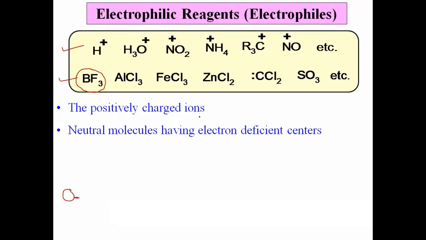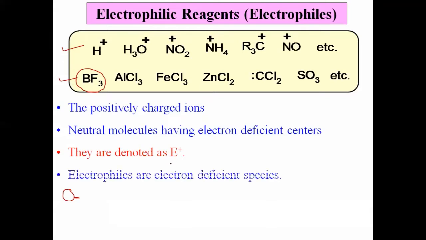Now let us see some properties of electrophilic reagent. What is the first property we can say? They are denoted as E plus. Yes, they are denoted as E plus electrophilic reagent. Then second, electrophiles are electron deficient species. Yes, we have studied how they are electron deficient.